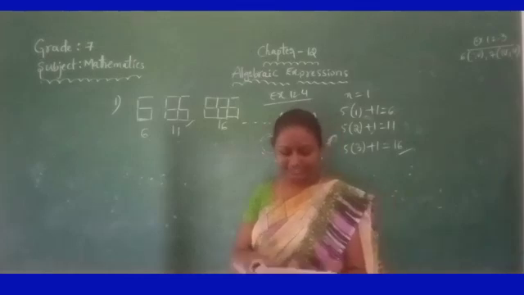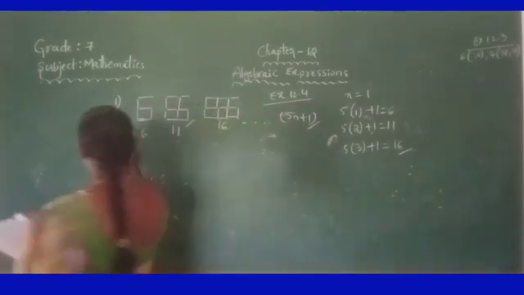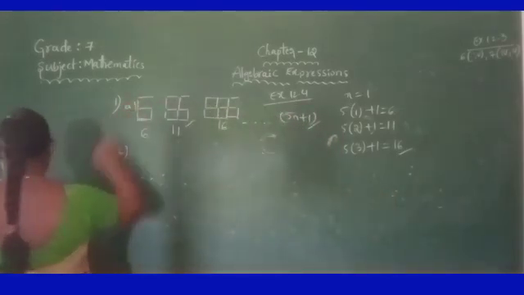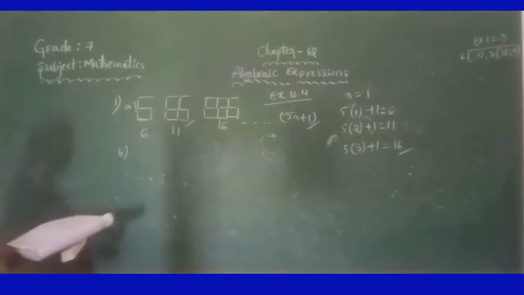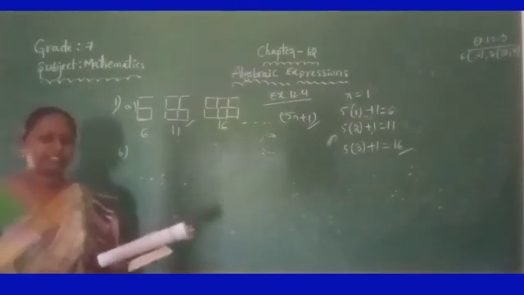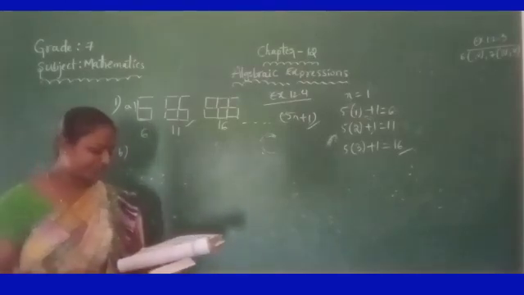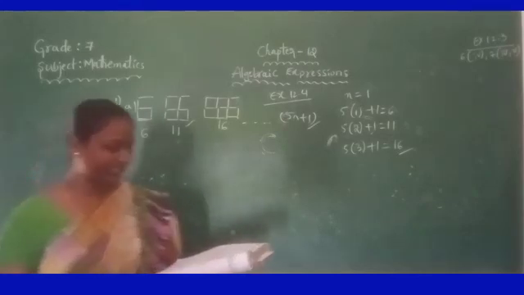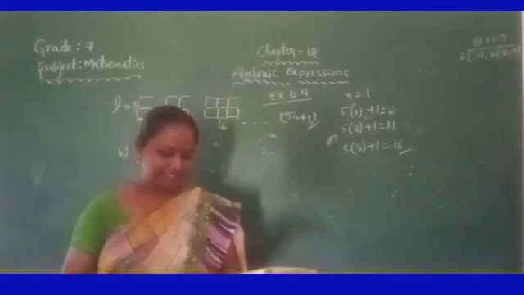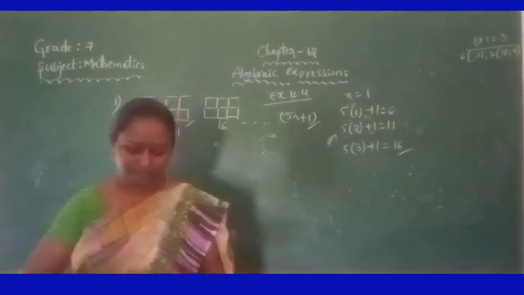Similarly, the digit 4. To make the digit 4, how many line segments are required? So here 4, 7, 10, and the pattern is 3n plus 1. And 7, 12, 17: to make the digit 8, 5n plus 2 is given.